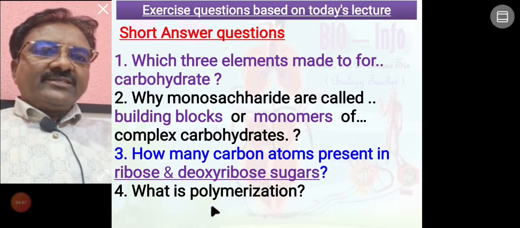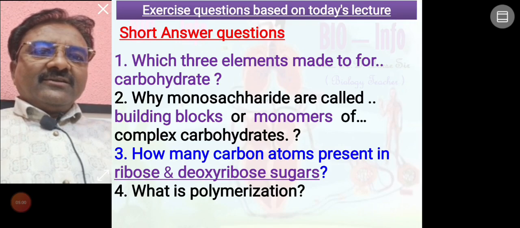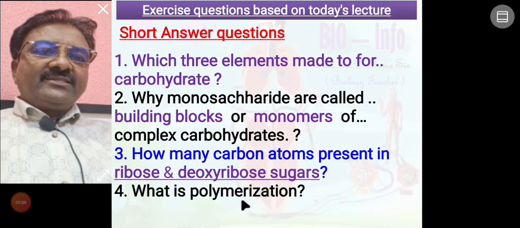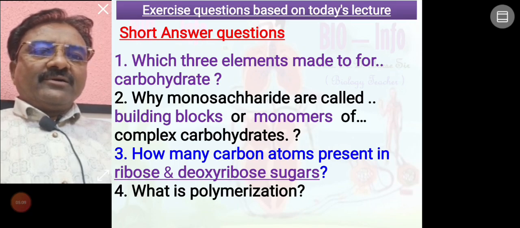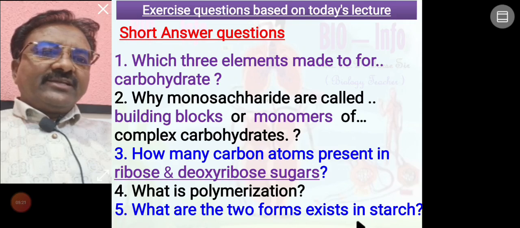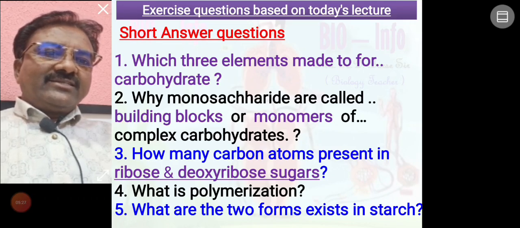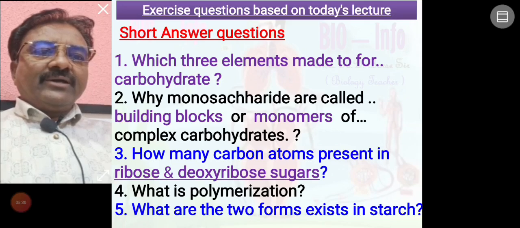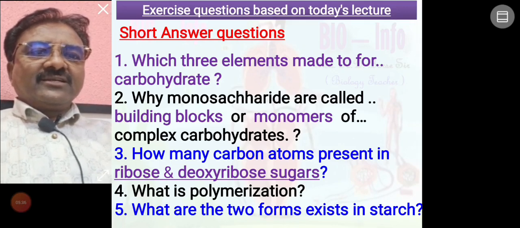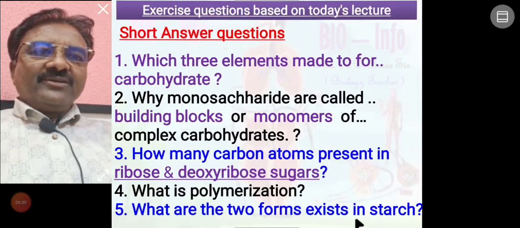What is polymerization? A number of monosaccharides undergo a series of condensations to form a very large polysaccharide. Such a process is called polymerization. What are the 2 forms that exist in starch? Yes, the 2 forms that exist in starch are amylose and amylopectin. Up to here, today's lecture is completed. Hope that you understood everything.